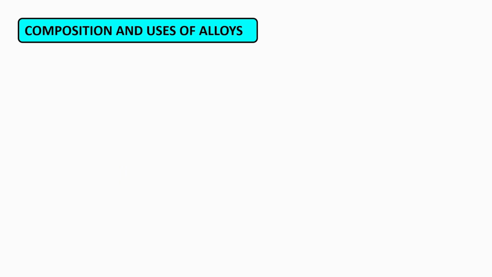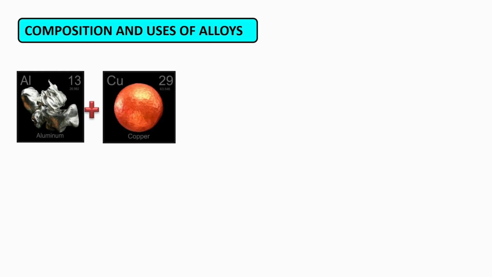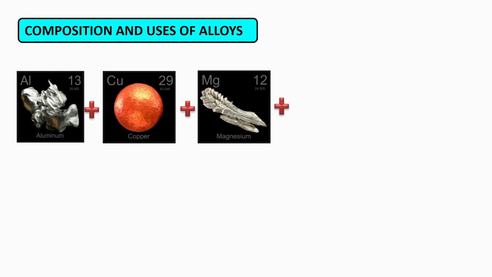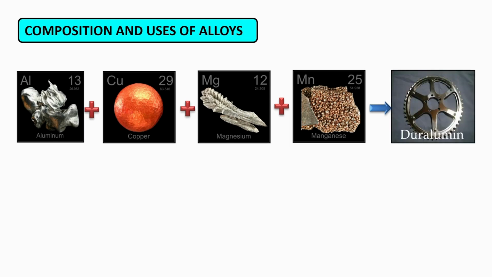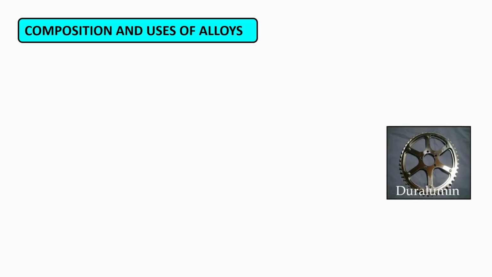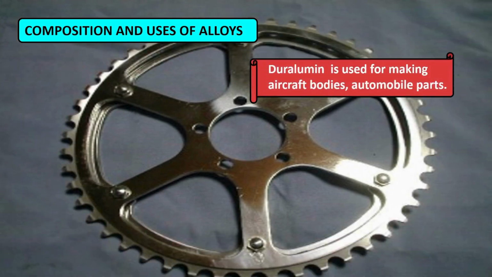Aluminium plus copper plus magnesium plus manganese gives us duralumin. Duralumin is used for making aircraft bodies and automobile parts.